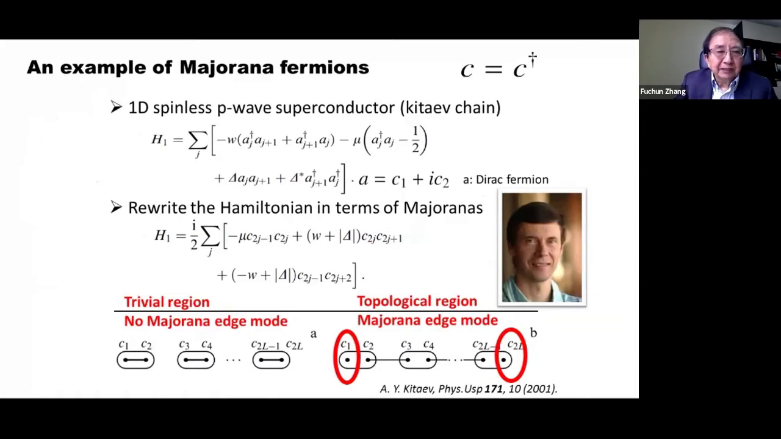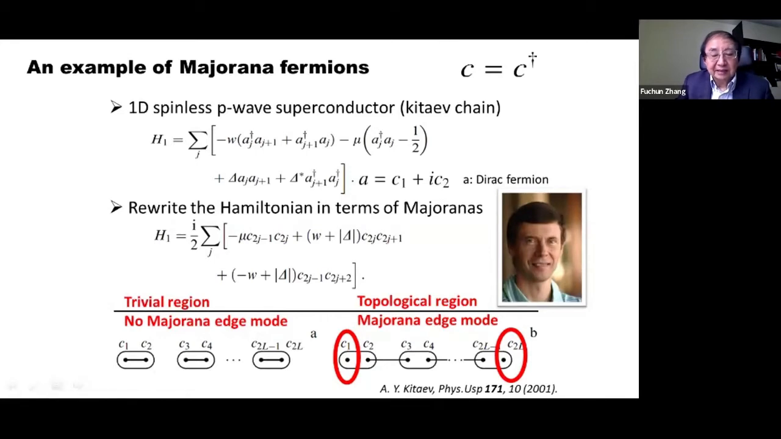Let me take a simple example of Majorana fermions, illustrated by Kitaev, who is one of the pioneers of the field. If you consider a one-dimensional spinless P-wave superconductor, the model is called the Kitaev chain. The Hamiltonian is simple. The first term is the hopping, the nearest-neighbor hopping term.